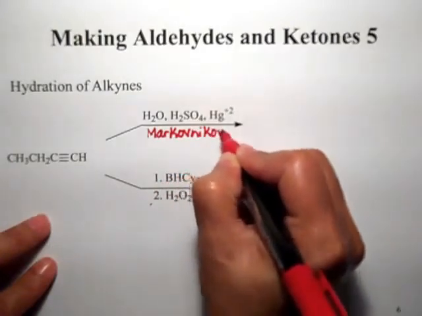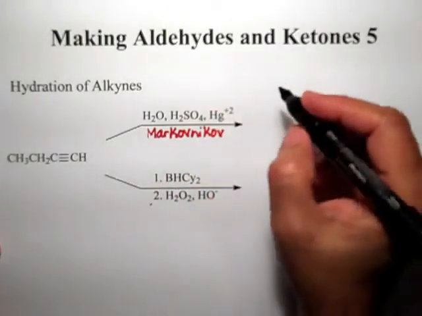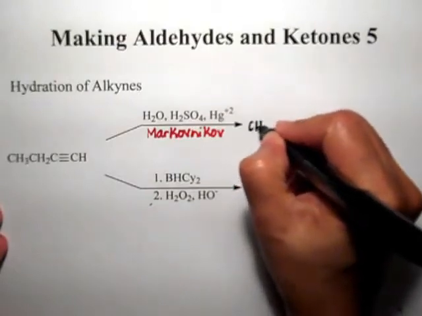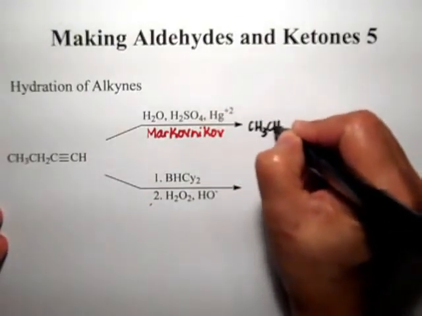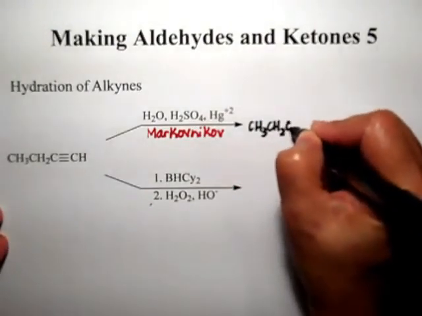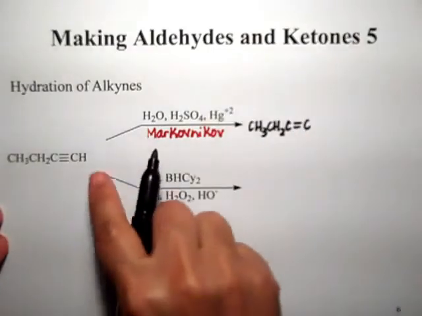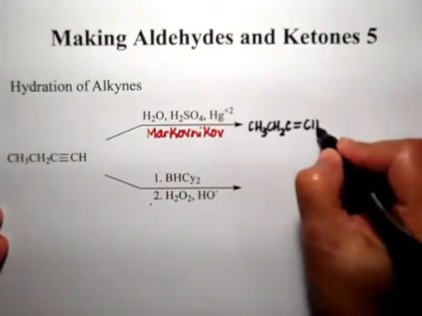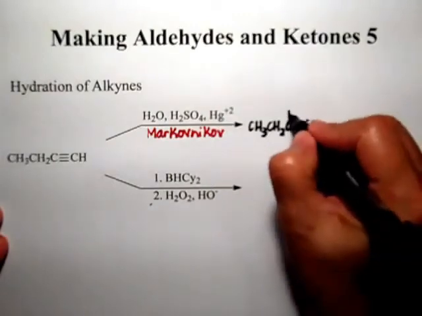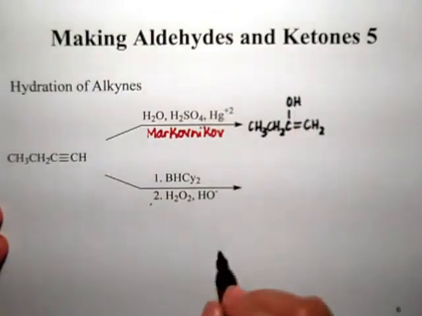and when we add water Markovnikov, the hydrogen is going to go to the carbon that has more hydrogens, so it's going to go on the outside carbon. So I have a hydrogen there already. I'm adding a second hydrogen, so now I have two there, and the oxygen goes to the other one.